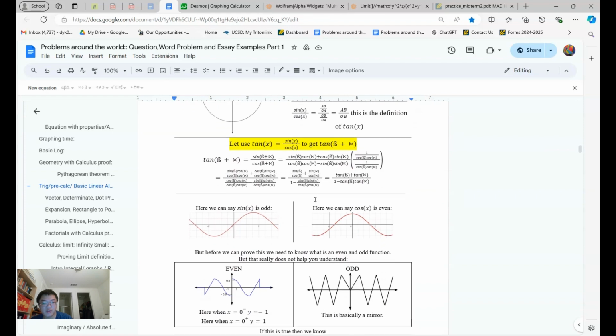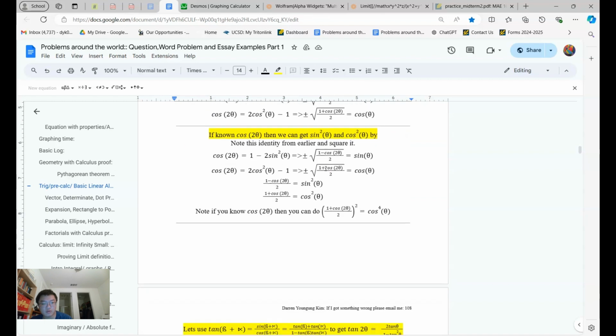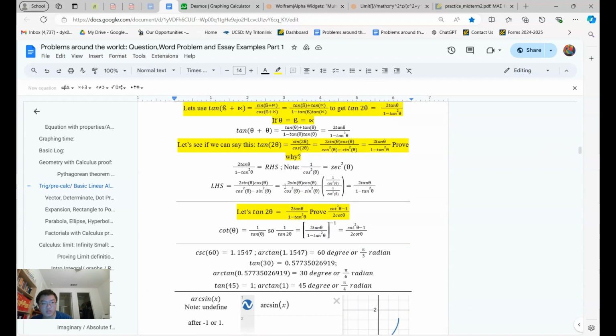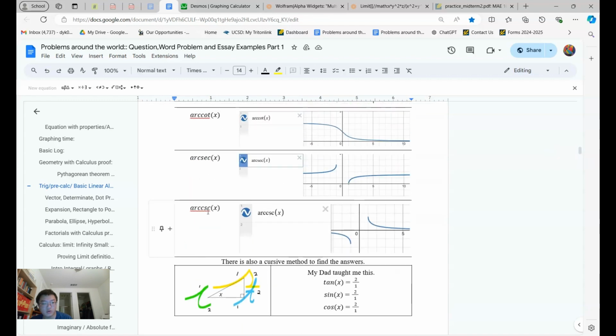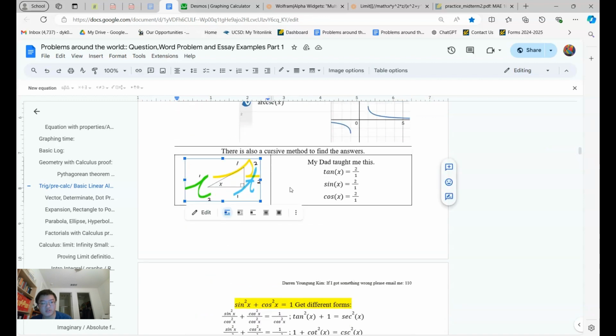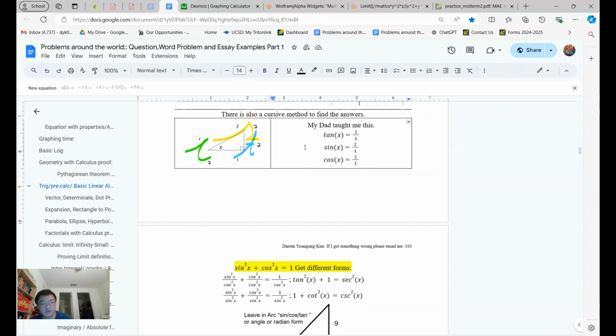And then we continue over here, with the simpler ones. This is not hard. This is just proving the square root of the thing. We're just continuing, and then we're showing arcsec, arccsc, all the other arcs, which is fine. I'll also show the cursive method for the first time, I think. Cursive method I love, but it's not the standard way. My dad taught me this method, so I can't really say it's standard. You just have to use cursive and see how it draws.